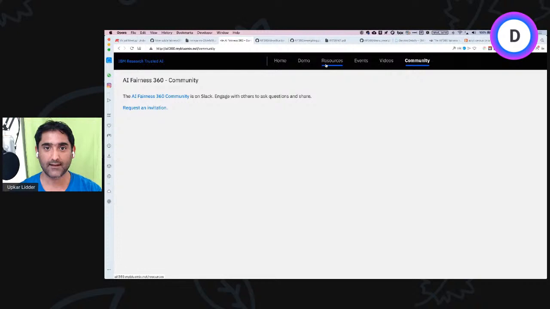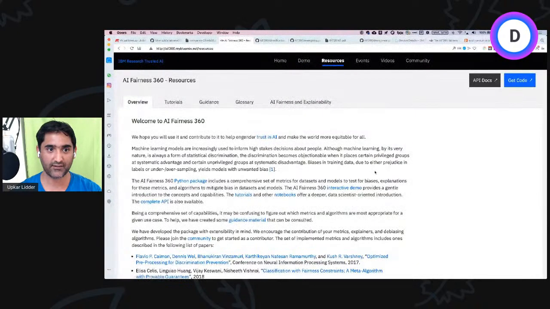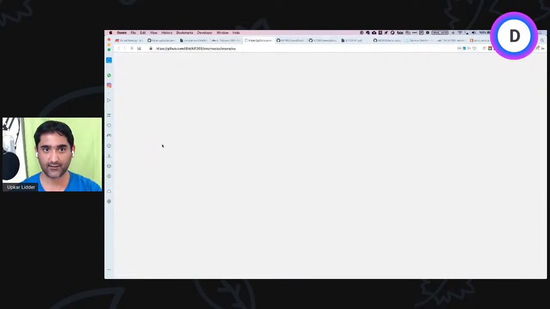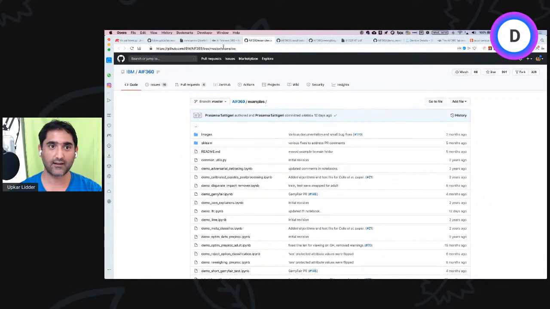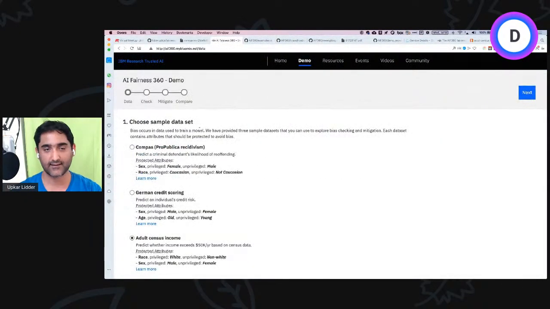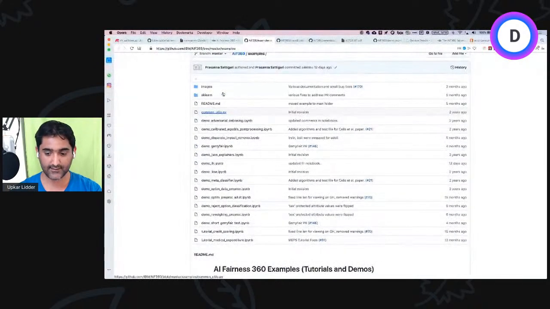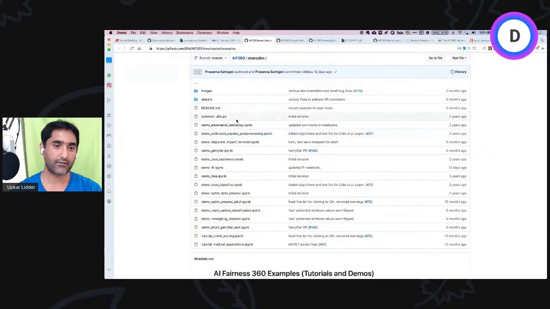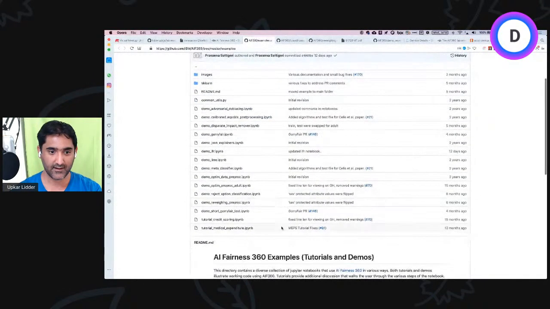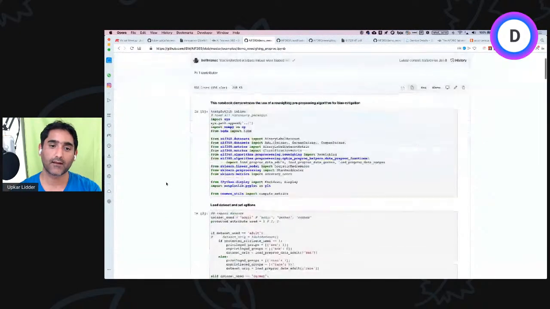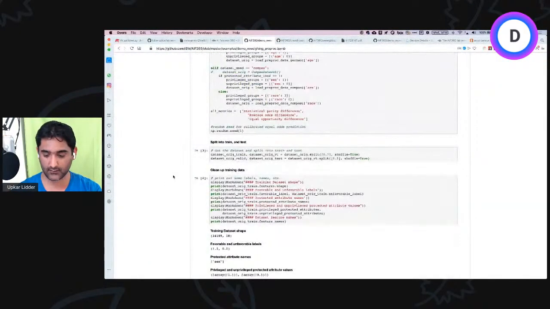Okay, and then the other thing I want to show you, that was the demo. If you go to resources and tutorials, it'll take you to the GitHub repo that has the Jupyter notebooks. This demo site was just built for us to test things out, but behind the scenes, this is using the Python framework to do the bias detection. So in here, there are different demos in terms of Python notebooks. And if I look at the reweighing one, this is what we just did. So let me increase this a little bit.